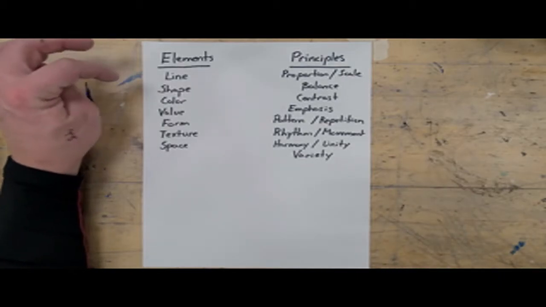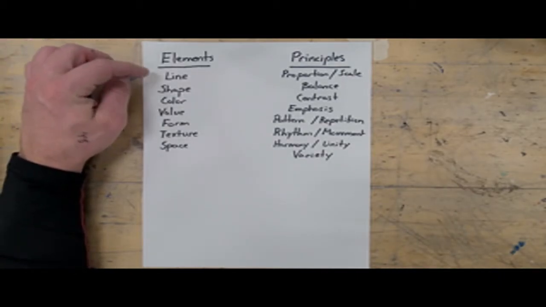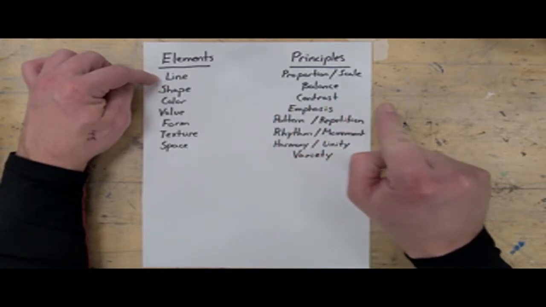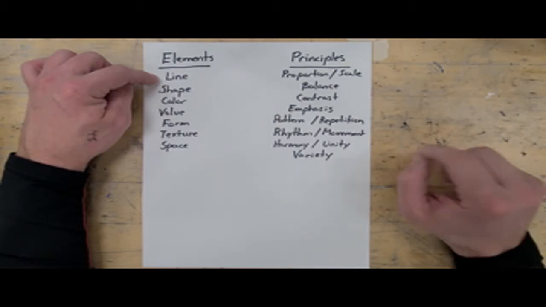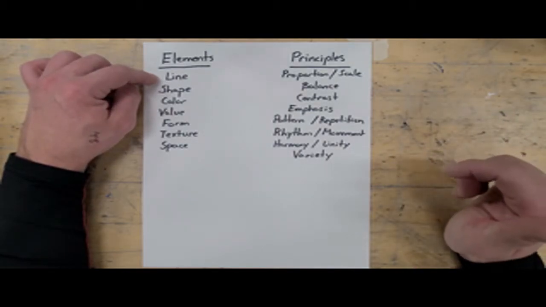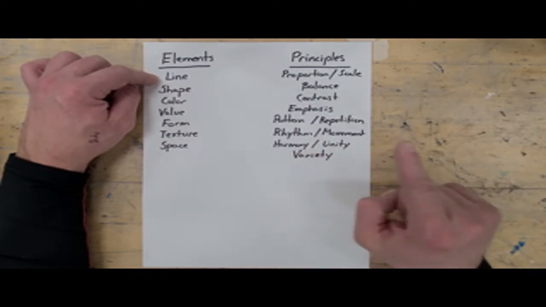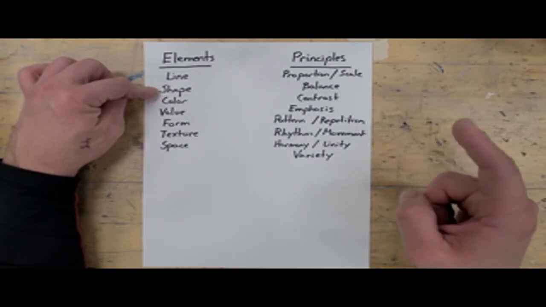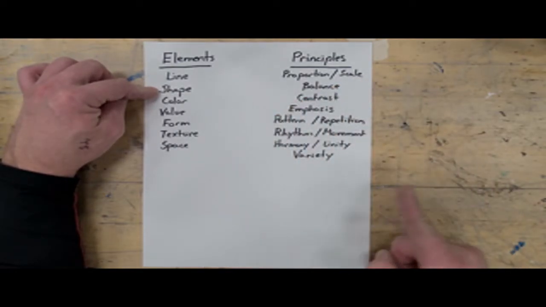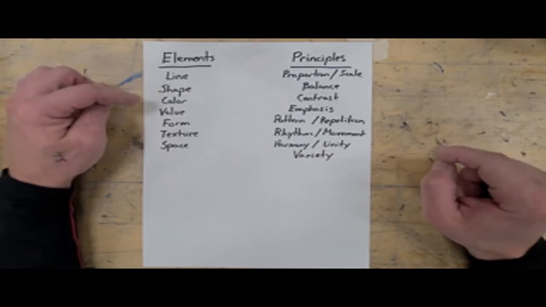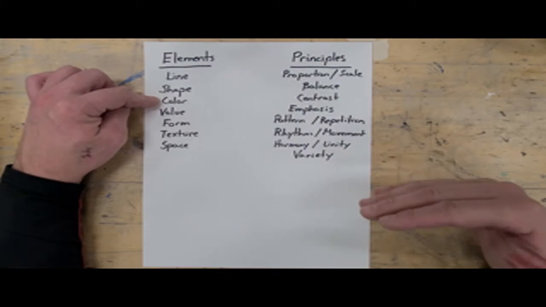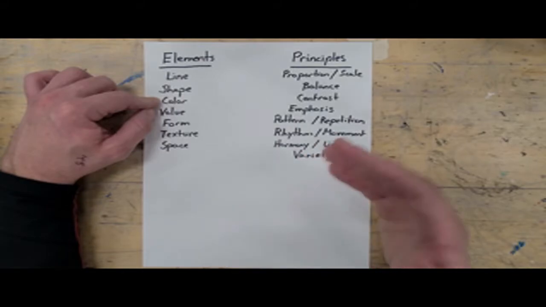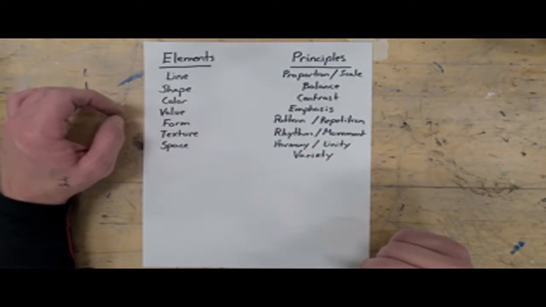So just to go through the elements very quickly, a line is a moving dot. So it starts in one point, but then it moves. So it's actually a 2D representation of a dot. It's a moving dot. Shape is a closed form of lines. So the lines will go around and they will come back to their starting point. Color is how our eyes measure different wavelengths. We can see reds and greens and blues and things like that.